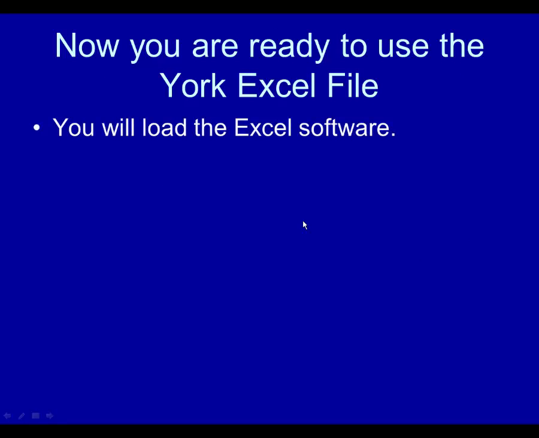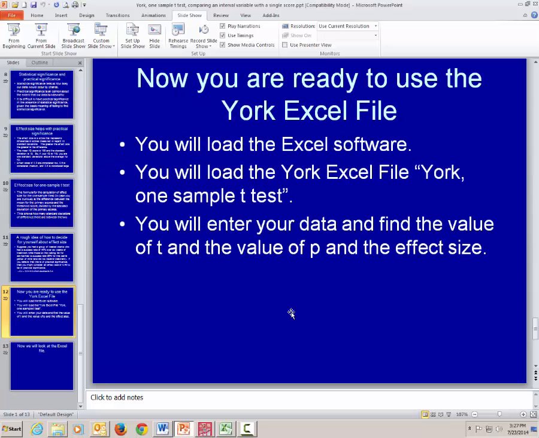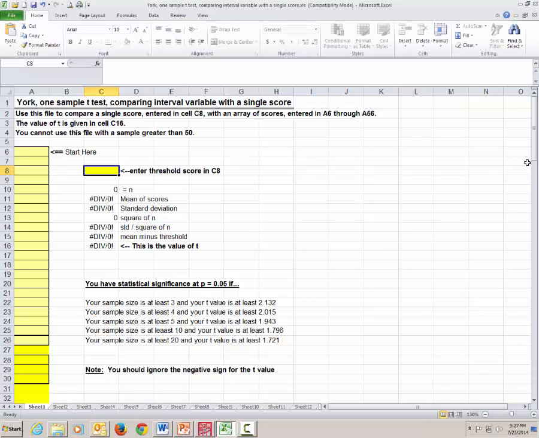I am going to go past this right now because I rethought that. Okay, you're now ready to use the York Excel file. You'll load the Excel file, the software, then you'll load the particular file, and we will get to that right here. York one sample t-test comparing interval variable with a single score. That's the name of the file that you will load here that I've created.